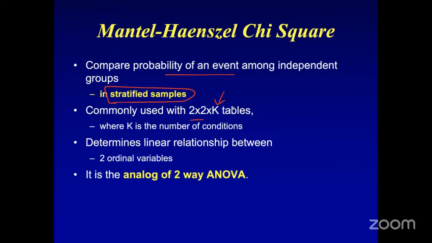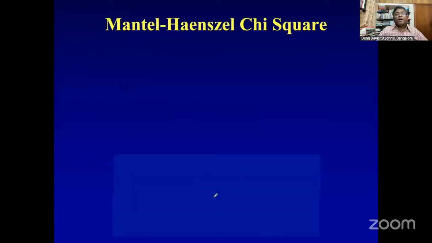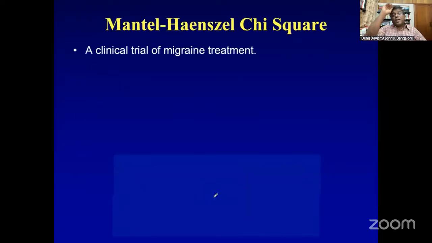Now, this is an analog of the two-way ANOVA. Remember, we had 3 or more groups there. Generally, the Mantel-Haenszel chi-square test is used for sample size more than 30. Let's take an example now.